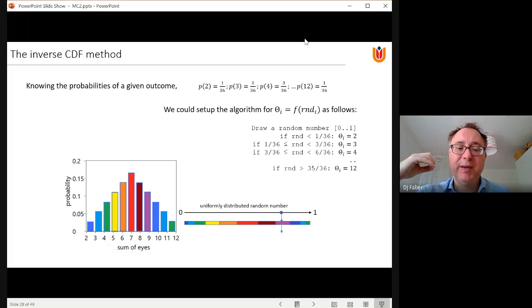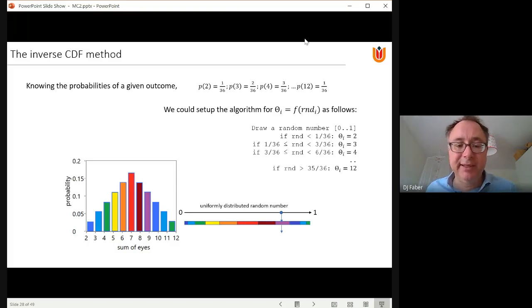If it would fall between 3 over 36 and 6 over 36, so that is a total interval of 3 over 36, then we would assign it a number 4. And we could keep doing that up until 12. Then the last point would be if the random number was larger than 35 over 36, then we would assign a 12.